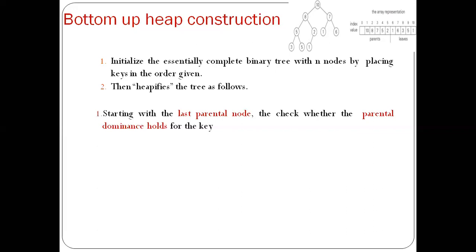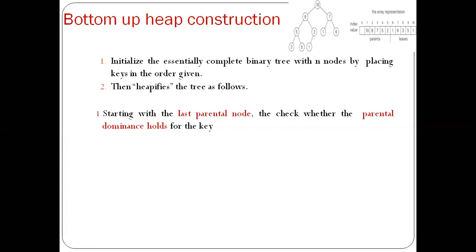Then for making that complete binary tree into a heap: complete binary tree means the shape property is already satisfied. The second property, the parental dominance, may not be satisfied. So the parental dominance property will be satisfied by calling a function called heapify. So what will this heapify do? Every parental node should have a larger value than its children. That will be made sure by calling the heapify function. How it is done is by bottom-up heap construction.